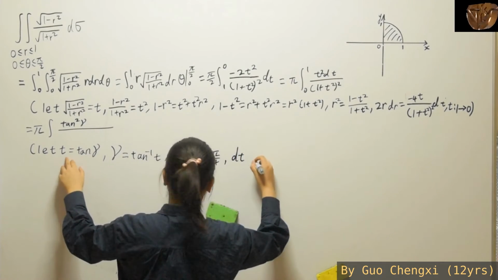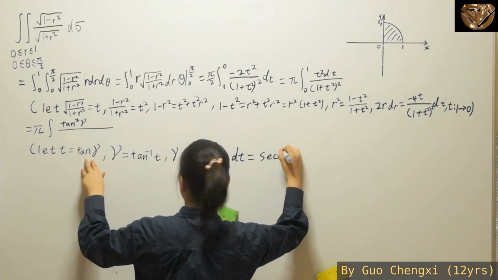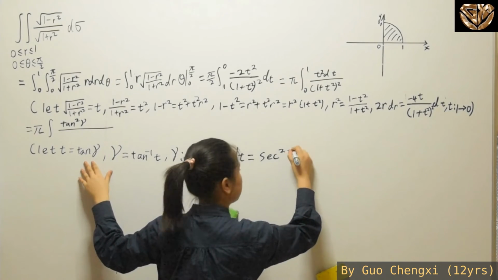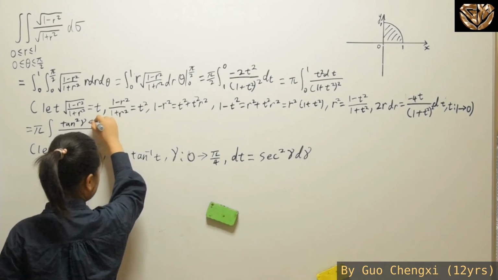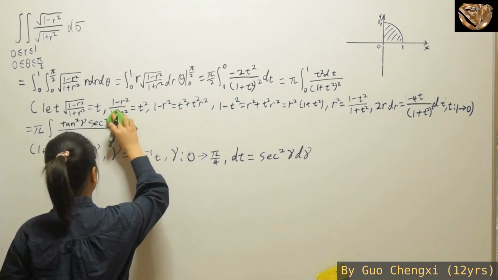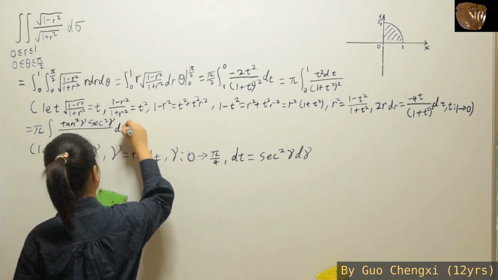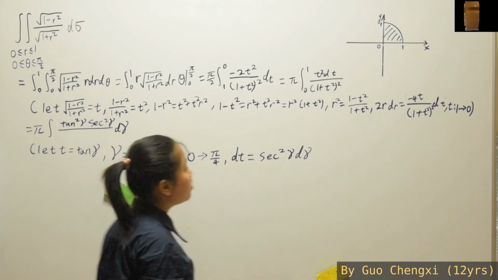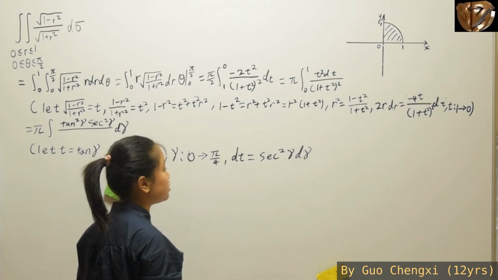So here dt. Well, for this part, what is the differentiation of tangent? It will be secant square. Basically 1 over cosine square. So secant square gamma d gamma. Okay, so now this part you also have 1. And then for the denominator, we will have 1 plus tangent square.